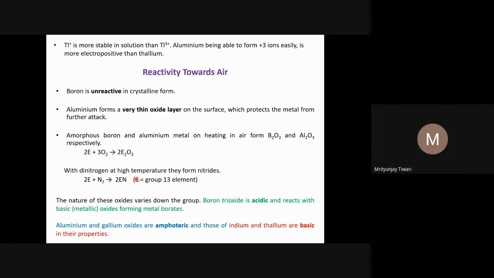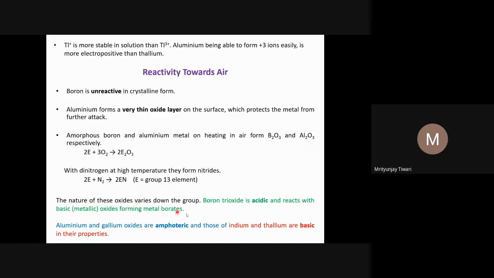With dinitrogen at high temperature, they also form nitrides. So all the group elements, when they react with nitrogen, have valence 3, nitride 3 minus, and these group elements will form compounds. So plus 3 and minus 3, they will form EN type of compound. So 2E plus N2 gives 2EN. Here E is the group 13 element. Here also E is a group 13 element.